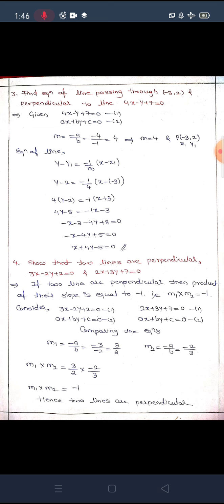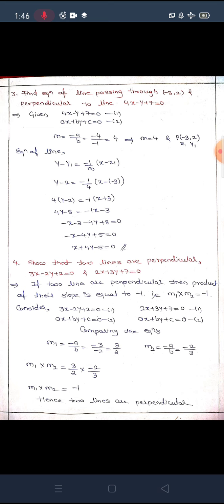Show that two lines are perpendicular. They are 3x minus 2y plus 2 is equal to 0 and 2x plus 3y plus 7 is equal to 0. They have given two lines. When we say two lines are perpendicular, it is when the product of their slopes is equal to minus 1. So first, what do you have to find? The slope of the first line and the slope of the second line. Multiply these two. If you get the answer as minus 1, then the lines are perpendicular to each other.